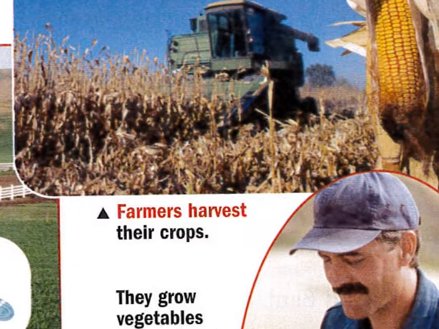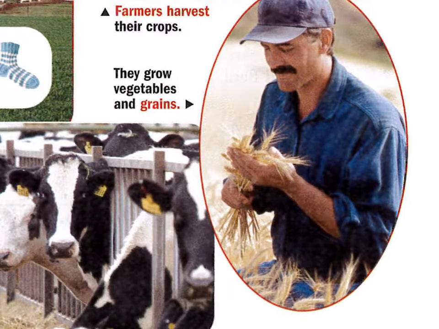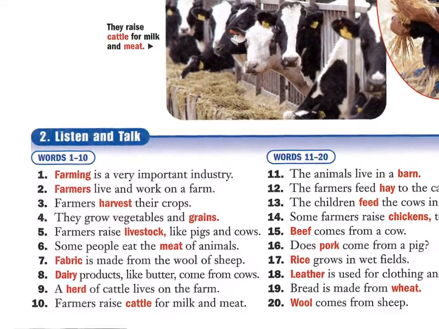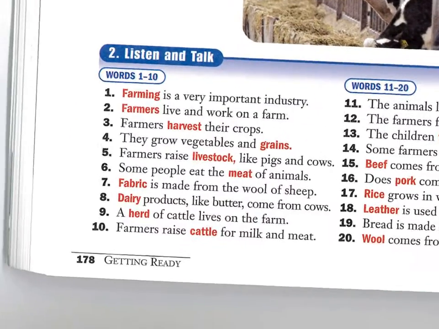Farmers harvest their crops. They grow vegetables and grains. Can you say grains? Grains. They grow vegetables and grains. They raise cattle for milk and meat and leather. So listen and talk.